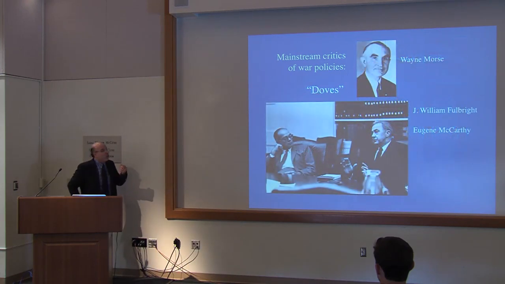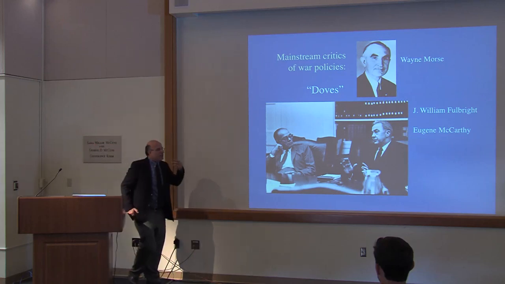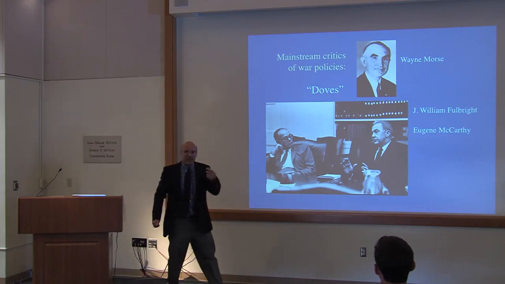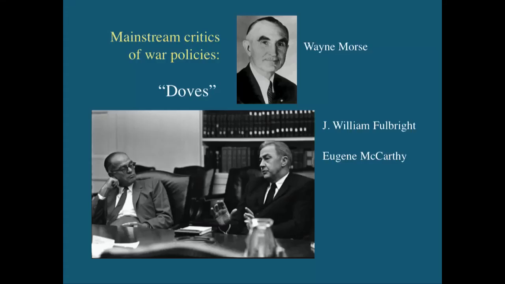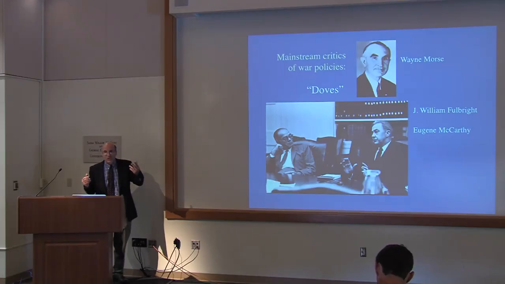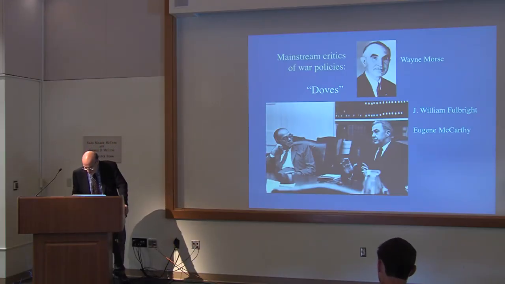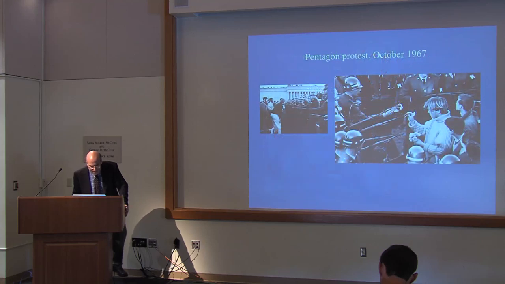And there are also doves. These are basically liberals in Congress and in some cases represented in the national media. They think the goal of preserving South Vietnam is a noble one, but they don't think that it can be accomplished at an acceptable cost. And so they are urging Johnson to pull out.